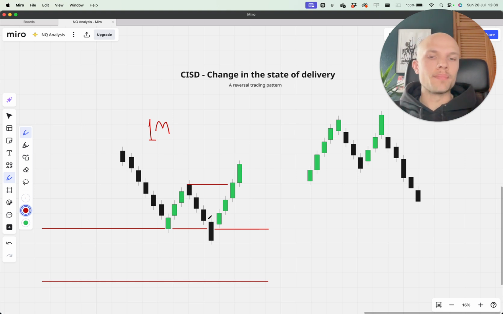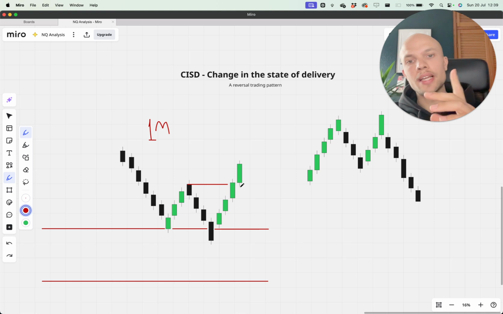Let me go through again. A close above the series of down close candles that swept the level. I think that makes sense. But we don't need to worry about the wick. It's just the candle body. So a close above the series of down close candles that swept the level.